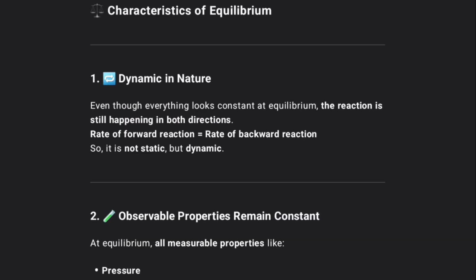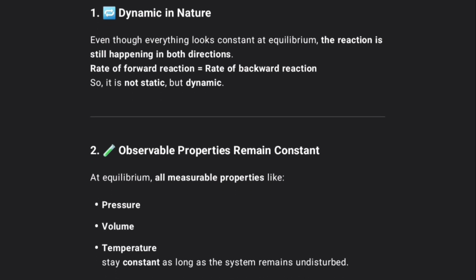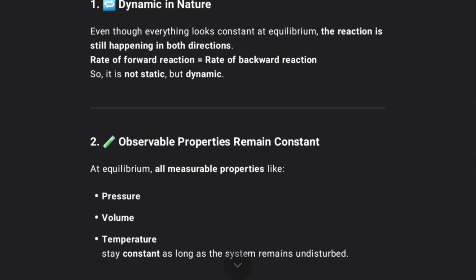Characteristics of equilibrium. 1. Dynamic in nature. Even though everything looks constant at equilibrium, the reaction is still happening in both directions. The rate of forward reaction equals the rate of backward reaction. So it is not static, but dynamic. 2. Observable properties remain constant. At equilibrium, all measurable properties like pressure, volume, temperature stay constant as long as the system remains undisturbed.